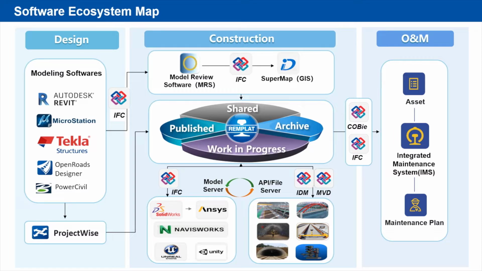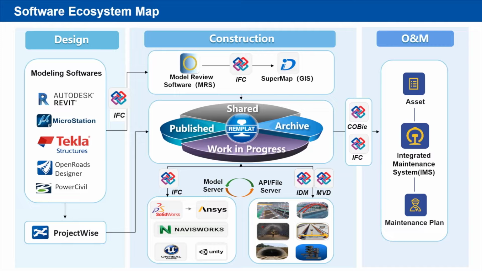Here's the software ecosystem map. This diagram can be divided into 3 stages: Design, construction, and operation. In the design phase, we adopted the IFC format as the only transmission format for model files. After reviewing via IFC-based model review software, also called MRS, each domain model is integrated into a full scenario openBIM model on SuperMap iDesktop, which provides BIM plus G services for the Railway Engineering Management Platform, also called REMPLAT.